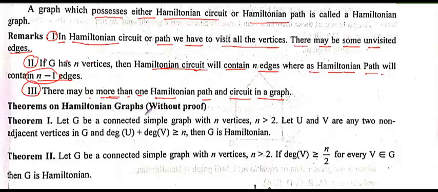Now we have some results which are very useful, but they are without proof. So what are they? Let G be a connected simple graph with n vertices and n greater than 2, meaning you have a minimum of 3 vertices. Let U and V be any two non-adjacent vertices in G, then degree of U plus degree of V is always greater than or equal to n.